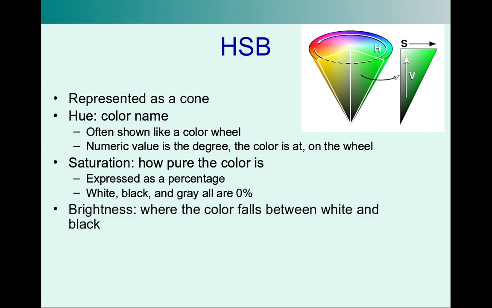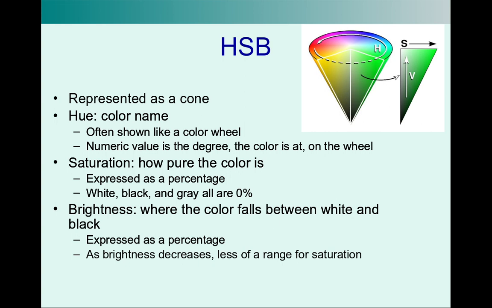Next is brightness in HSB. Here the color will fall between white and black. Where exactly it falls between white and black will be the brightness value. This is also expressed as a percentage. Most importantly, as brightness decreases, there is less range for saturation, and that's why we can't perceive differences in each of hue as well as saturation in dark colors.